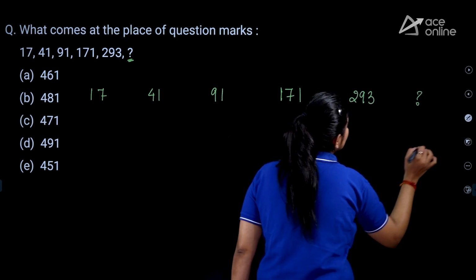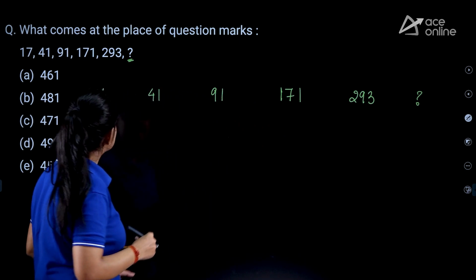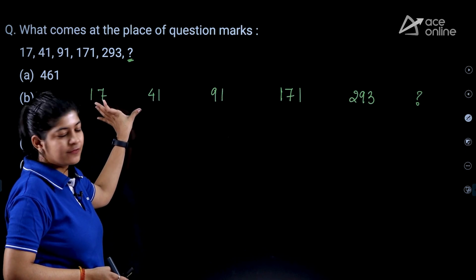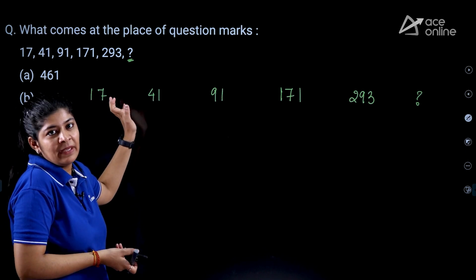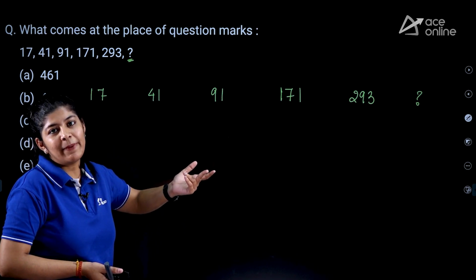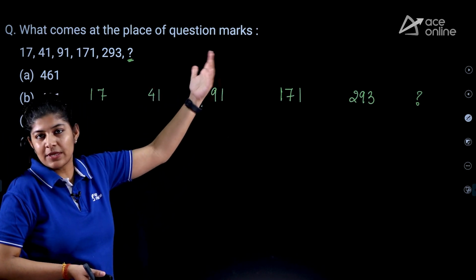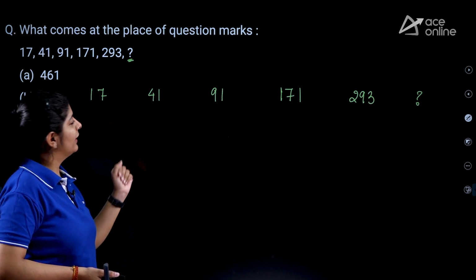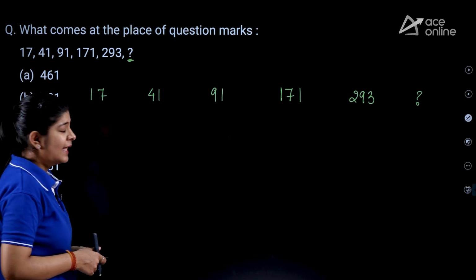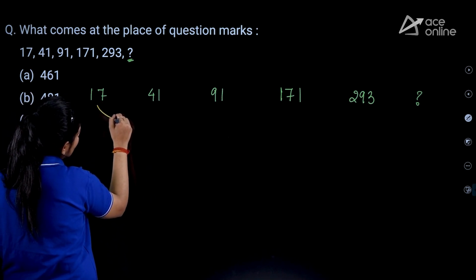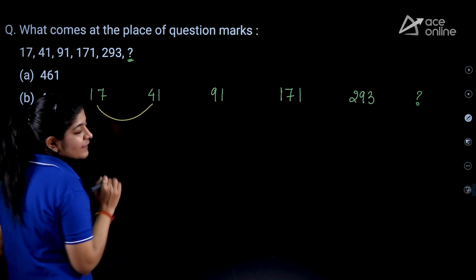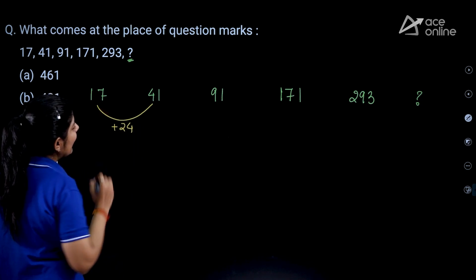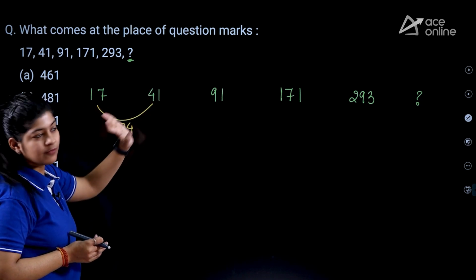So when I see these numbers, initially the first thing that strikes in my mind is that I may have a pattern of prime numbers, but there's nothing like that after a few terms. So I'm just finding out the pattern over here. Now, if I simply find the difference between the terms, the difference between these two terms is 24.